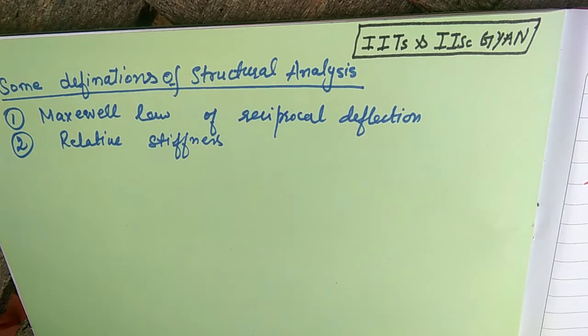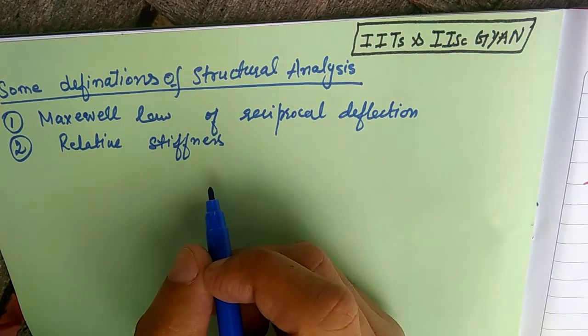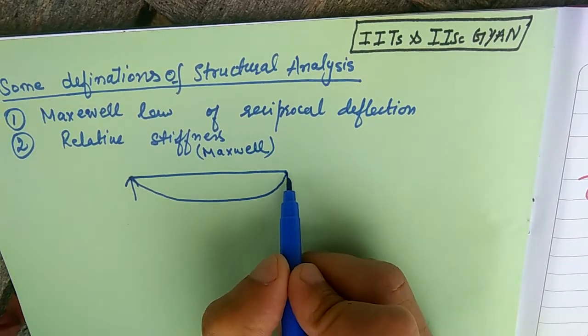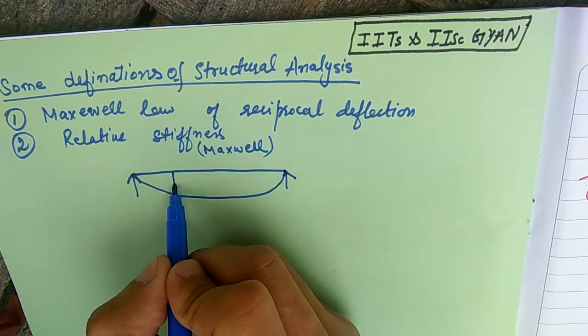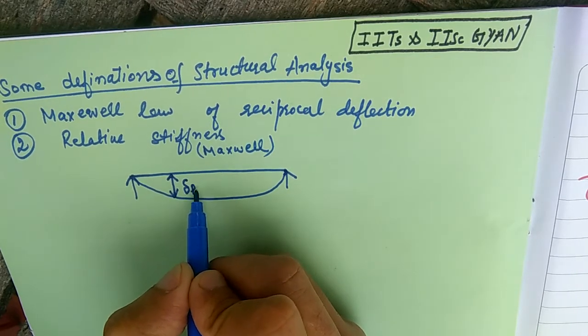When a linearly elastic structure is in static equilibrium, the displacement at a point P due to a force applied at Q is equal to the displacement at the point Q due to the same force applied at P, as shown in the figure. This is the deflection delta PQ.